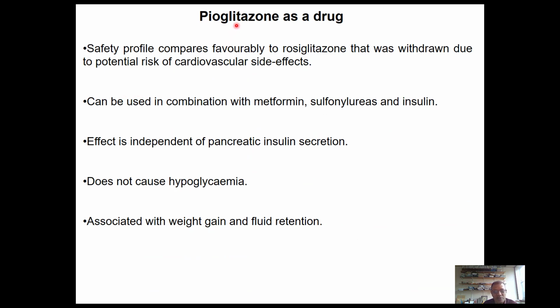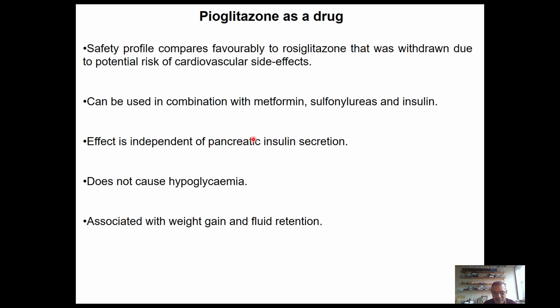And this one compound that's approved is pharmacologically similar to others in this class, but it has an improved safety profile, whereas another example within this family, rosiglitazone, was withdrawn due to the cardiovascular side effects. And these PPAR agonists can be used in combination with other anti-diabetic drugs.